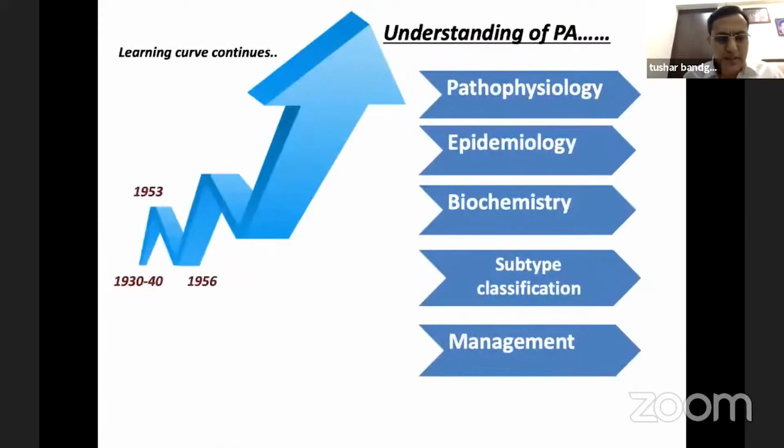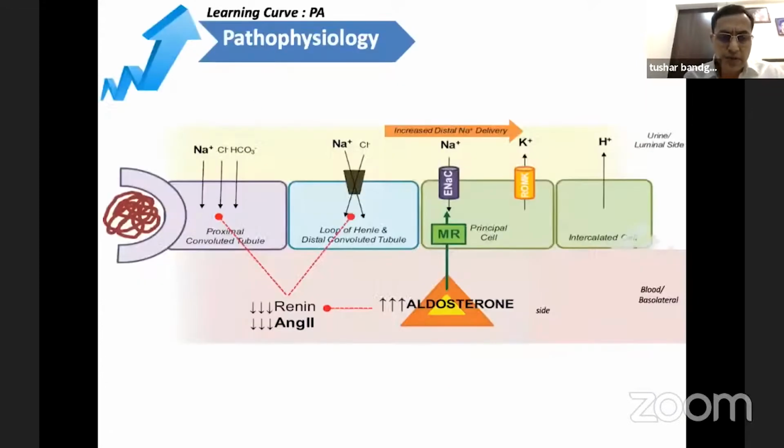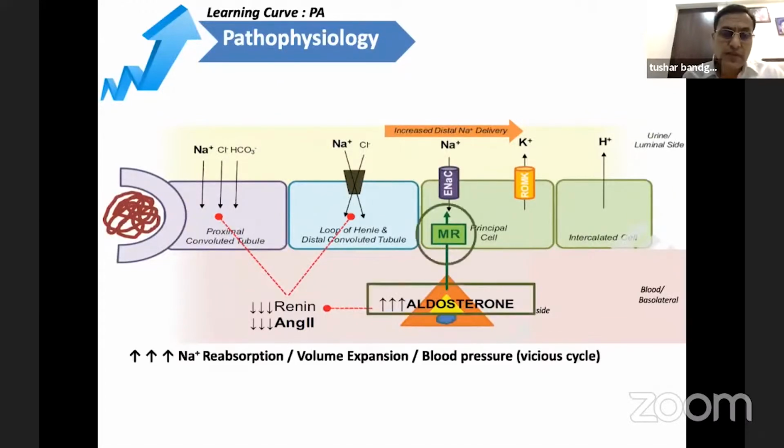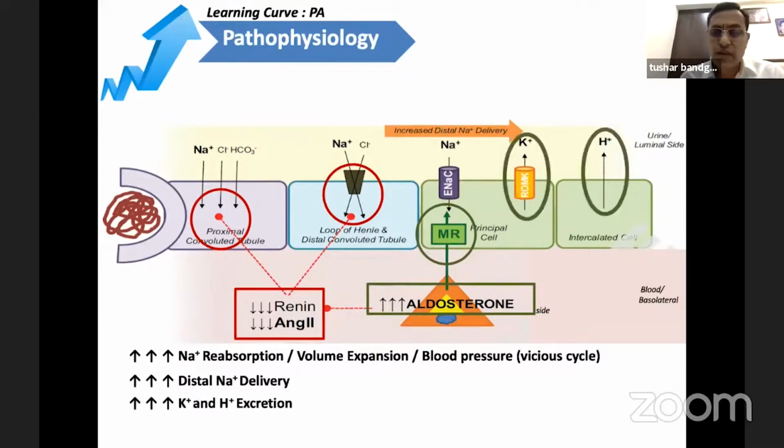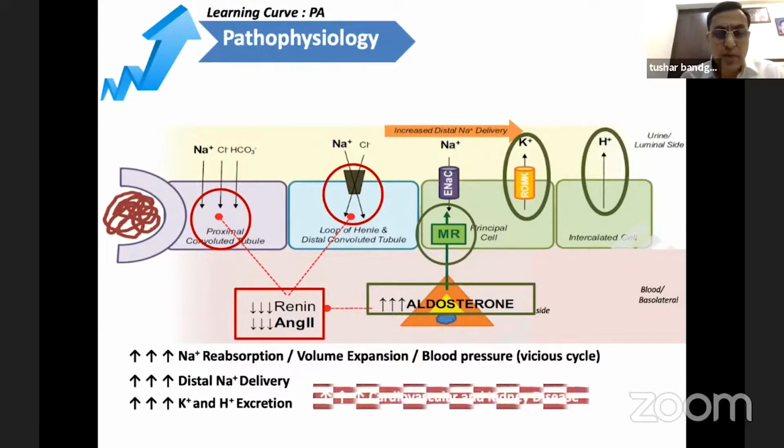For describing our experience in diagnosis and management, a few facts need to be known. The first one is about pathophysiology. Aldosterone works on mineralocorticoid receptors and leads to increased sodium absorption, volume expansion, and increased blood pressure, which ultimately suppresses the renin and angiotensin and prevents proximal tubular absorption of sodium. This leads to increased distal delivery and ultimately causes loss of potassium as well as H plus, leading to metabolic alkalosis. All this pathophysiology leads to increased cardiovascular and kidney disease, which is the crux of primary aldosteronism that we try to treat.